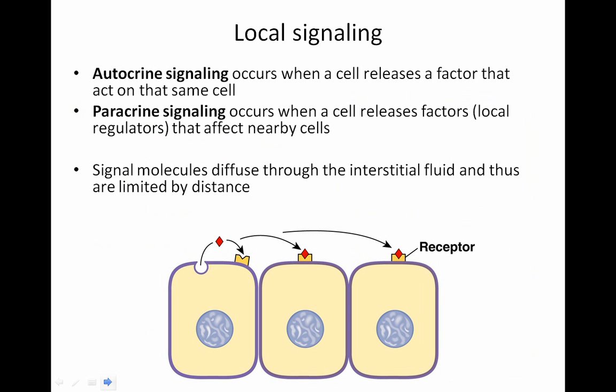Autocrine signaling is when a cell releases some molecule, and that molecule, instead of traveling some distance, comes back and binds the receptor. Seems kind of silly, doesn't it? I need to tell myself what to do. Yes, sir. Uh-huh.